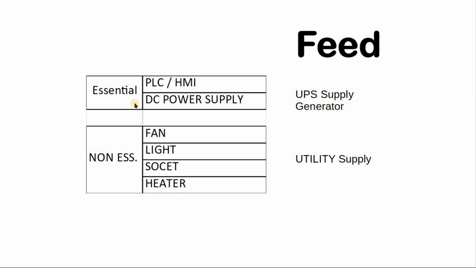In our system, you have essential components and non-essential components. Even the whole PLC may be considered non-essential. But in a DCS or a PLC, most of the time the PLC, HMI and the auxiliary power supply are essential. And the non-essential are the fan, the light, the heaters in the cabinet. Typically, if you have essential and non-essential users, you'll need a UPS or a generator feed for the essential part and maybe a utility feed for the non-essential.